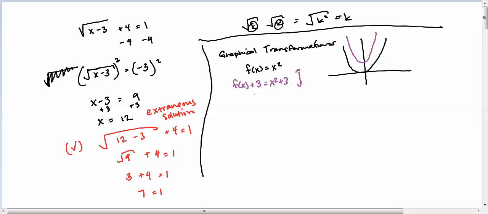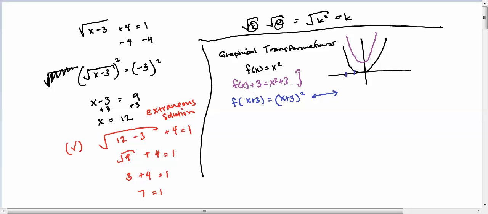Whereas if I had f of x plus 3, that would give me x plus 3 squared. Now what this one does is this moves it, you guessed it, if the other one moves it vertically, this one's going to move it horizontally. And I'll tell you now, when you're moving things horizontally, it's going to do something a little bit funky in that the plus 3 kind of makes you imply that it's moving it to the right 3, when in actuality it moves it to the left 3.